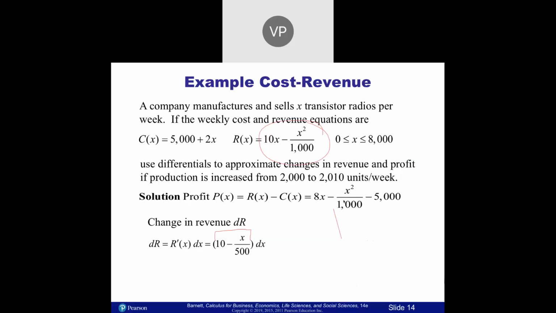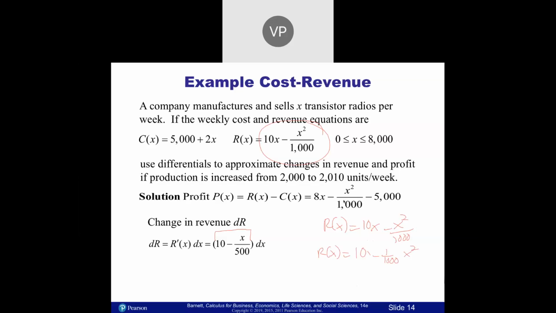And if you need to see it, this is what I like to do to make sure. Let me give myself some more room here. This is the original function right here, r of x, 10x minus x squared over 1,000. Let me just do this. Maybe this will help some of you. But that's all you have right there.